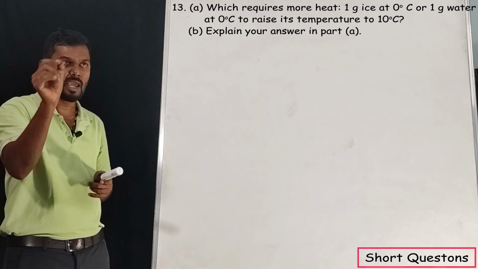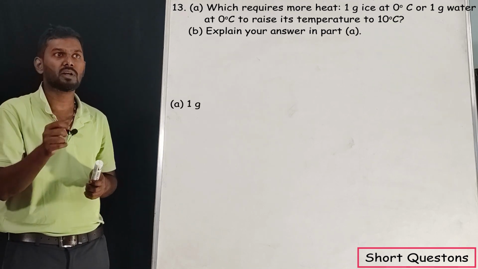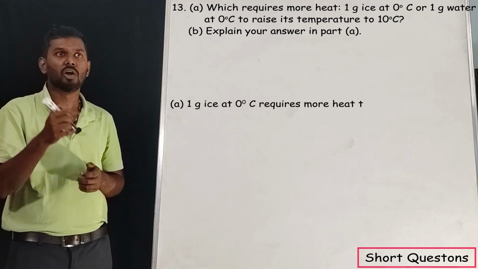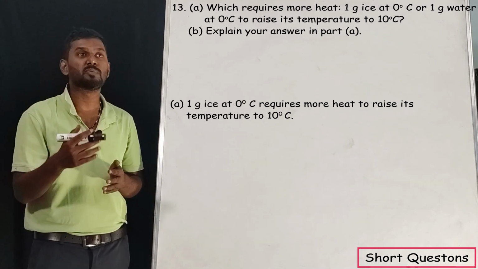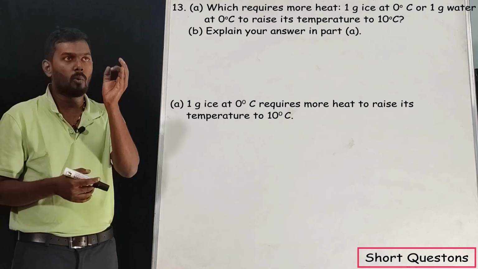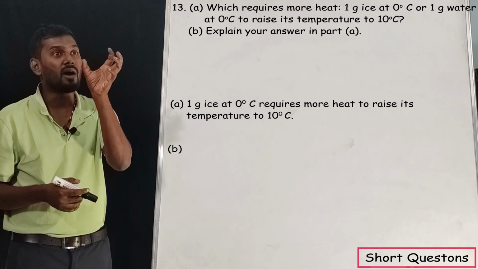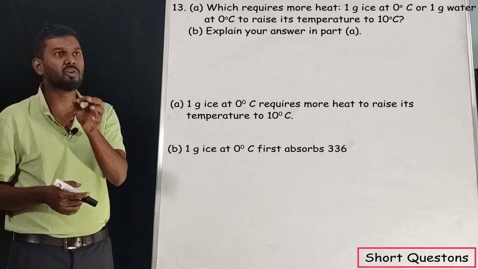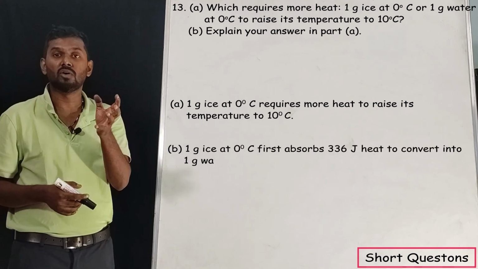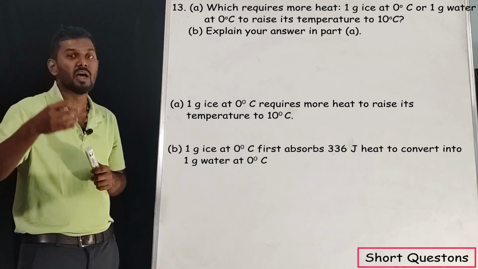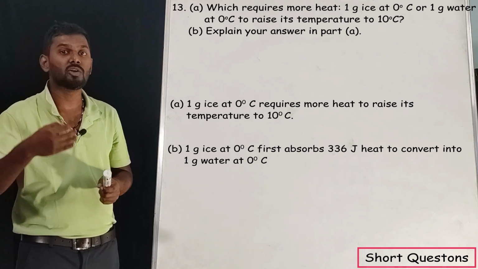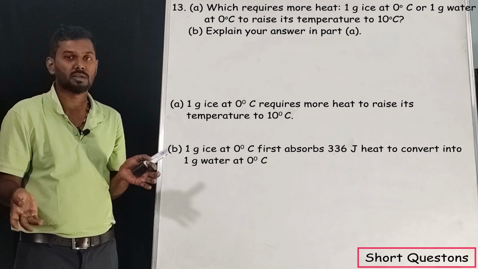So the answer for A is: 1 gram of water requires more heat energy to raise its temperature to 10 degrees Celsius, and we have to explain the reason. Why? Because 1 gram of ice at 0 degrees Celsius absorbs 336 joules of energy. 1 gram of ice absorbs 336 joules of energy to convert into water.